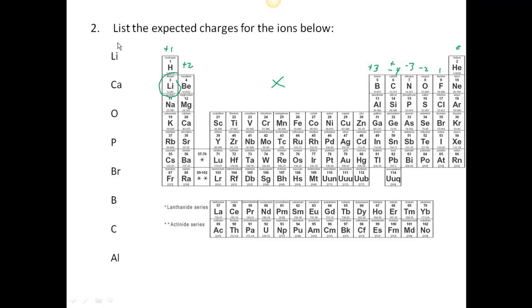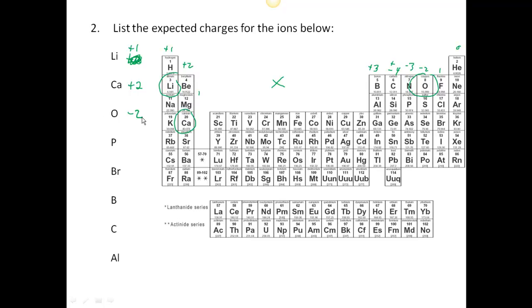Okay, so lithium is in column 1, group 1. It's an alkali metal, so it's going to be +1. And calcium is down here in group 2. Calcium is an alkaline earth metal. Oh man, I'm having a rough day already. Let's try that again. Lithium is +1 because it's in the +1 column. Calcium is +2 because it's in the 2+ column. And oxygen is way over here on the right, and it's in the -2 column.